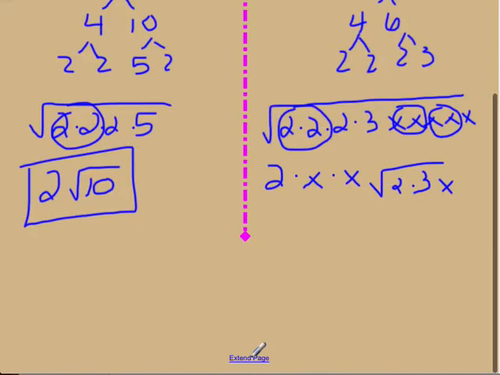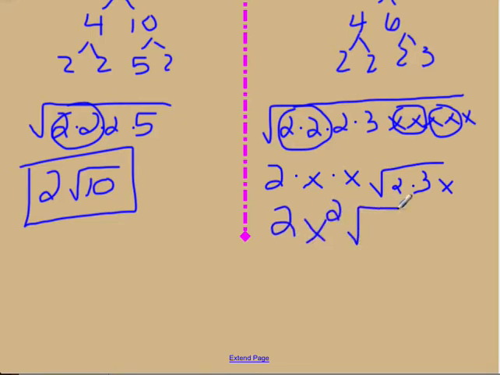So now I want to multiply that out. 2 times x times x. Well, 2 stays the same. X times x is x squared. 2 times 3 is 6, and then we're going to tack on an x. So we have 2x squared times the square root of 6x.